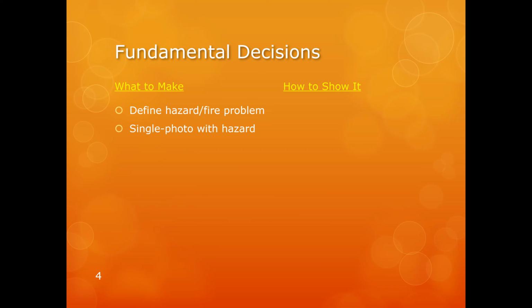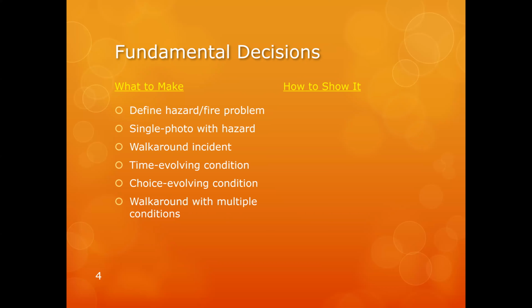We're going to go through this a little later as a demonstration, but it could be a single photo with a hazard, a walk around, or a time-evolving condition, where if someone sits there and doesn't do anything, the fire keeps burning, or some evolving condition based on a choice they make, to implement a strategy or tactic. These are all things you can build into your simulations. As you add more of these in, it becomes progressively more complex and time consuming to build, so you don't have to say we need the max for every situation. This just gives you an overall categorization of the types of simulations you'll be building.